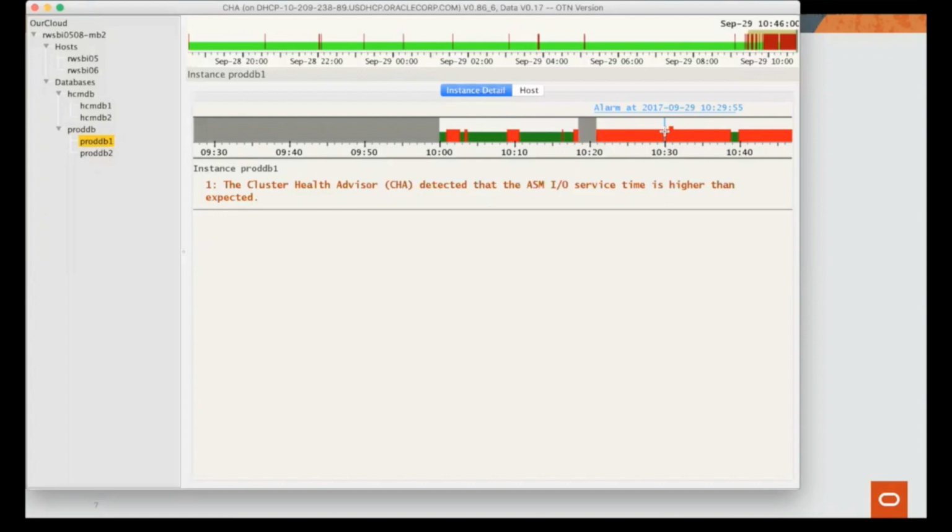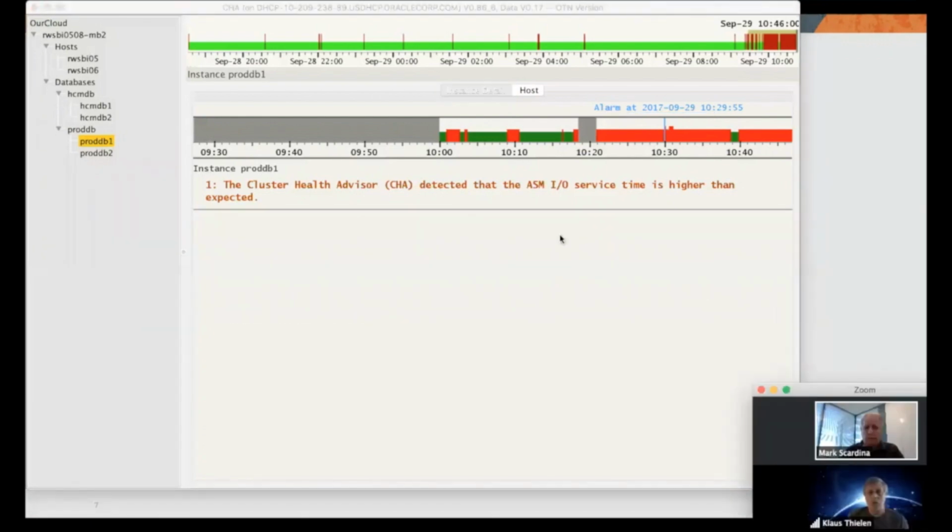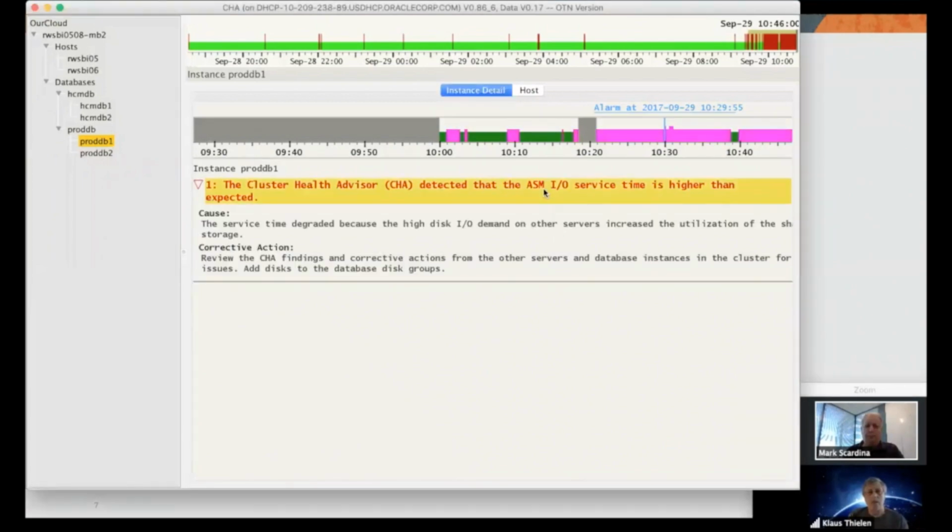Okay. So now you see down there is also a finding from CHA. You could click on that. Okay. So now we have the root cause: service time degradation. We see there are some problems with the ASM I/O. You see there's a service time higher than expected, and we see a corrective action for that. And now these would be the events that I would normally get out of CHA through EM or GFA. This information is what I would normally get.